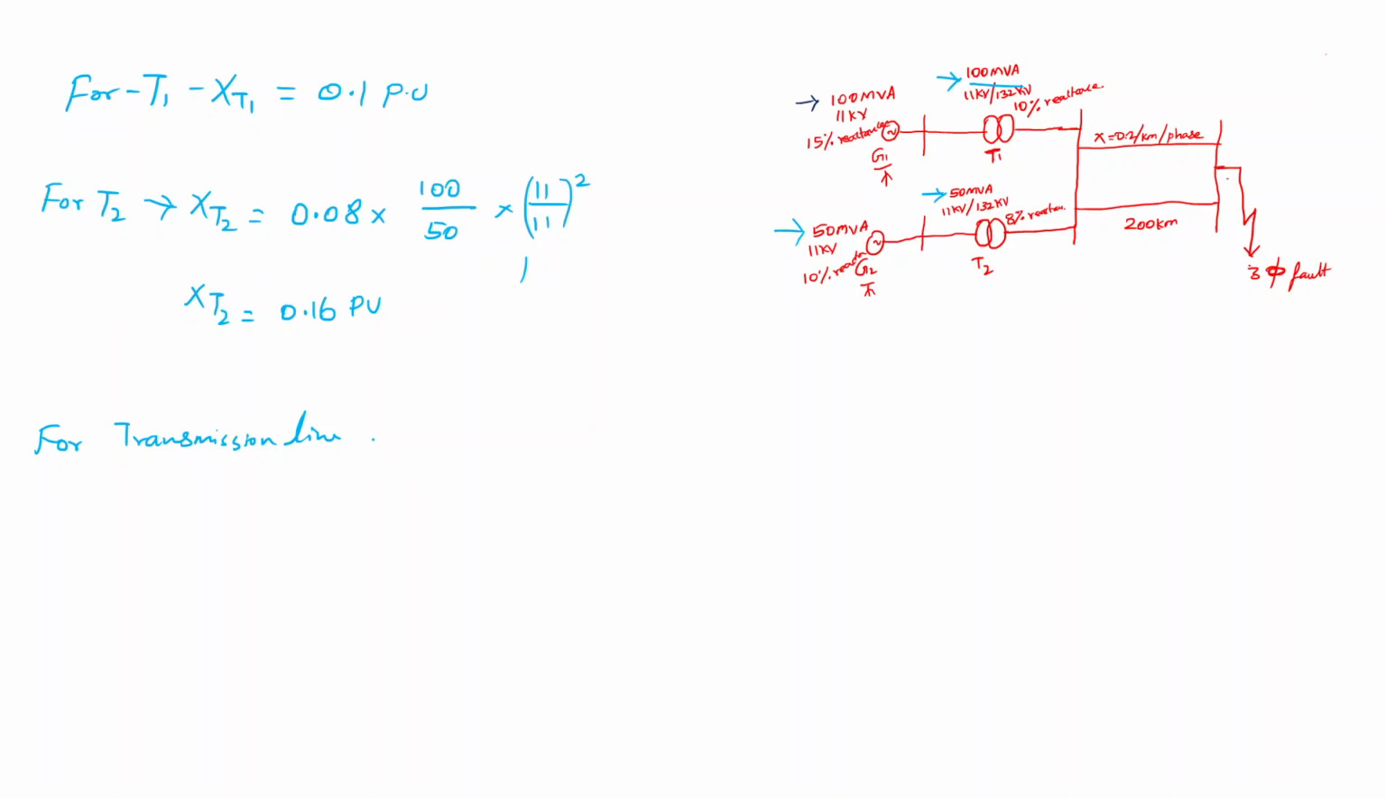For transmission line, note the base of transmission line. How will you consider the base of the transmission line? For example, MVA will be same 100 MVA at this line, and for transmission line I don't want to go for all three phases or two phases. I will take only one phase because this is a three phase fault, so it is symmetric. One phase calculation is enough for symmetrical.